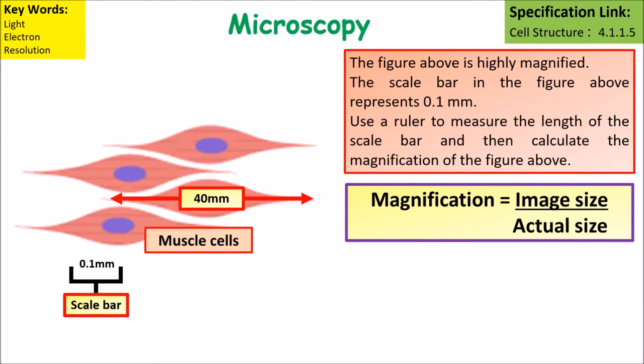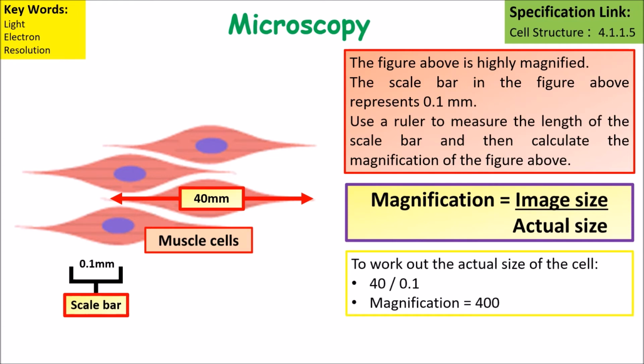Look at the second question. The figure to the side is highly magnified. The scale bar in the figure represents 0.1 millimeters. If we're going to use a ruler to measure this, then calculate the magnification. It's important to remember that you will be asked to physically measure things in exam questions. The way that we would work that out would be 40 divided by 0.1, which would give us a magnification of 400.